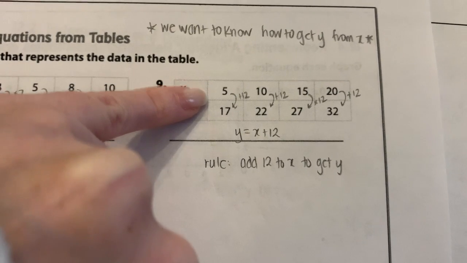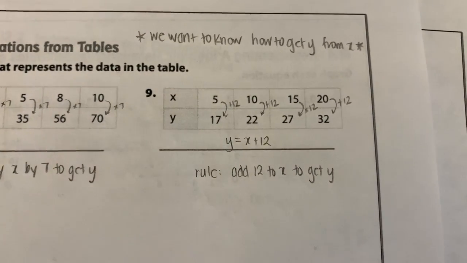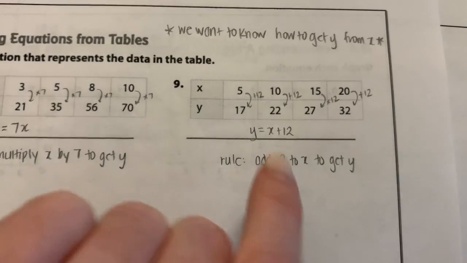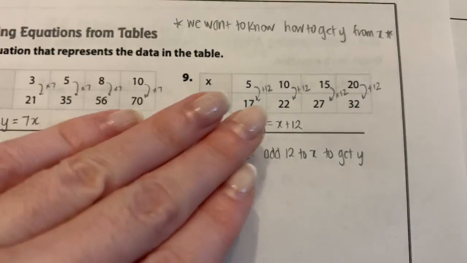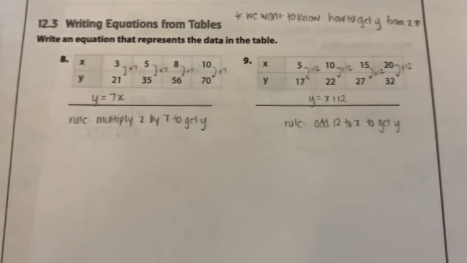So that as an equation would be y equals x plus 12, okay? Remember, it's not y equals plus 12 or the rule is add 12. It's y equals x plus 12. That's how we do this, okay?